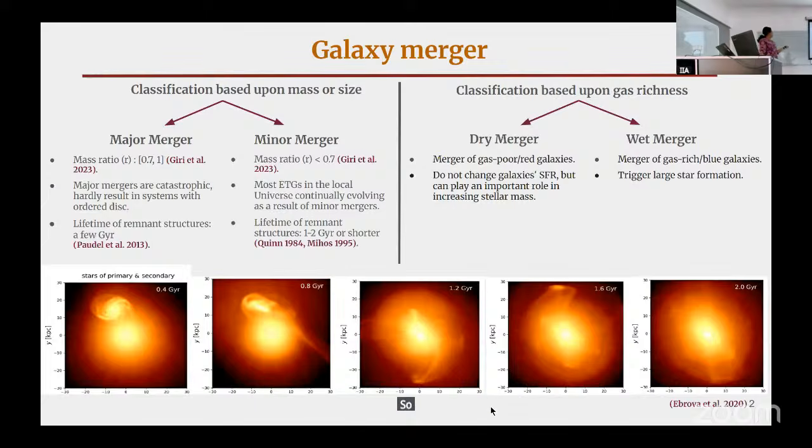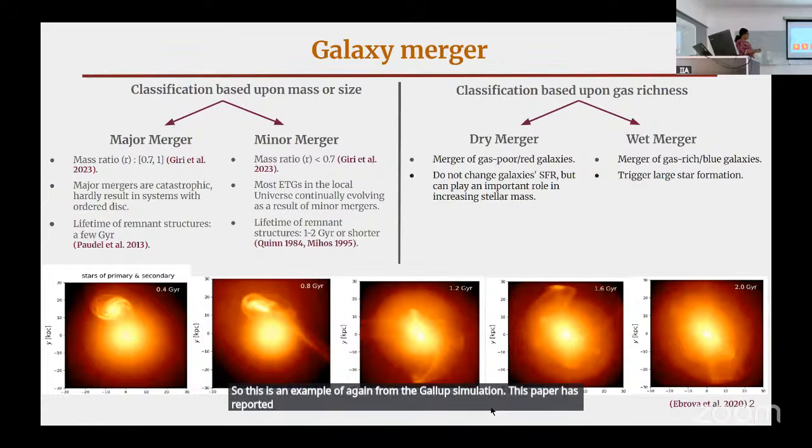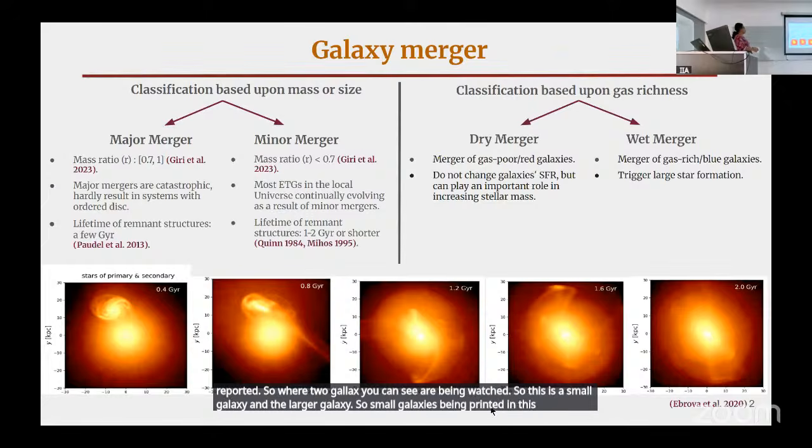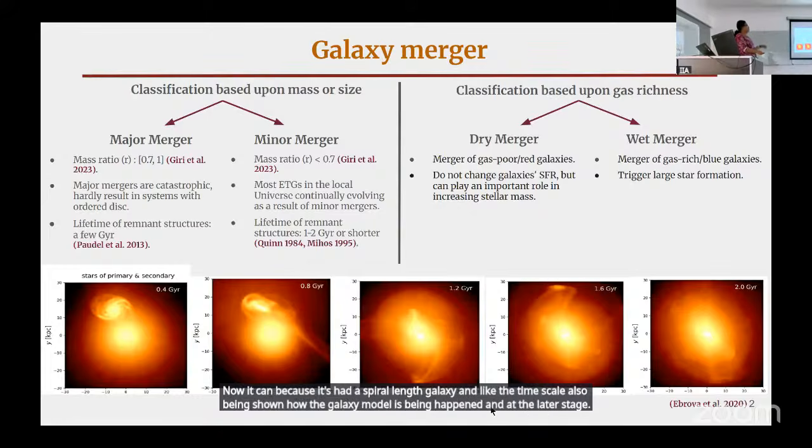This is an example from a galaxy simulation reported in a paper, where two galaxies are being merged. This is a small galaxy and a larger galaxy, and the small galaxy is being accreted by the larger one. You can see it is a late-type spiral galaxy, and the timescale is also shown for how the merger happens. At the later stage, when the two galaxies have merged, you can see the post-merger stage, but there are lots of deep structures that we call shells, which appear after the merger has been completed.